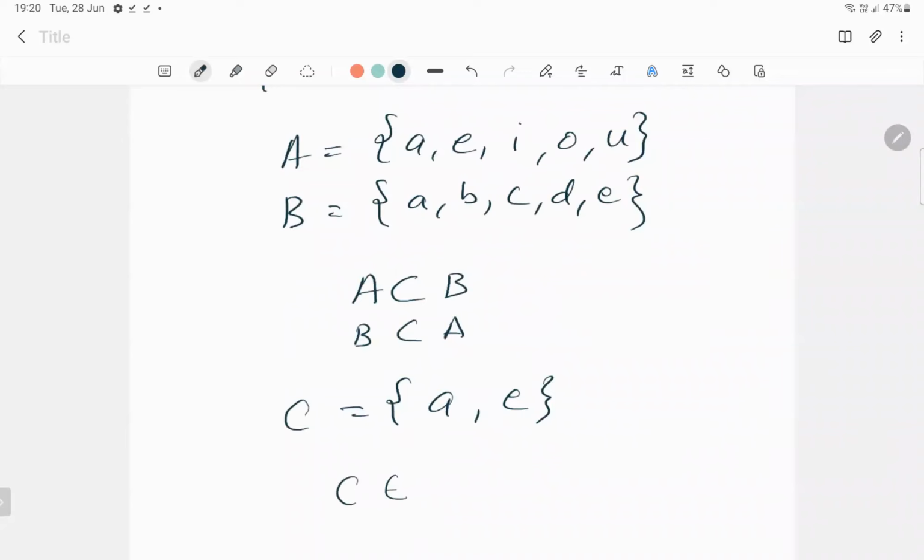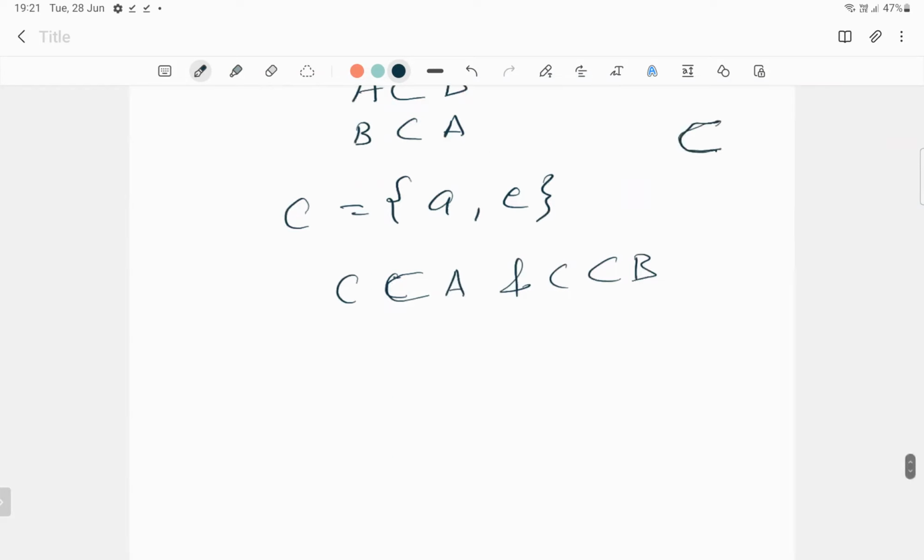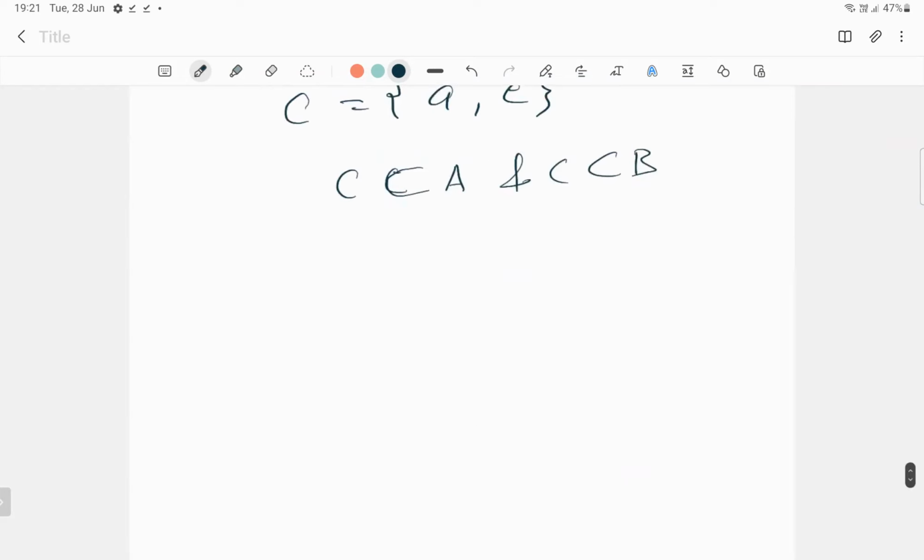Subset we write like this. C is a subset of A, and C is a subset of B. It looks like a C, but it's not. We write it like this. Just excuse me for that, you will understand this. So that's the subset. That means all the elements of C must be present in A and B. Then only you will say it's a subset.